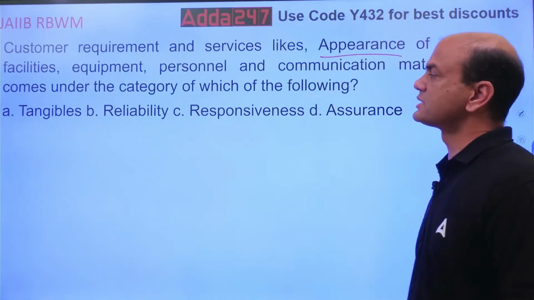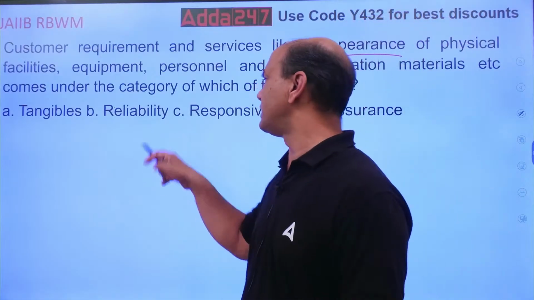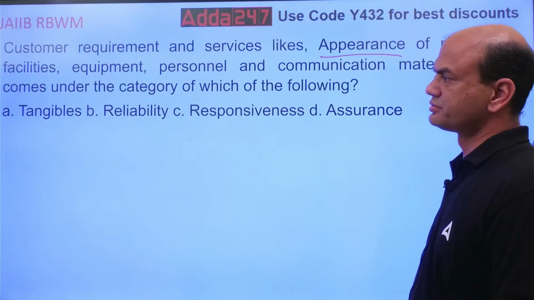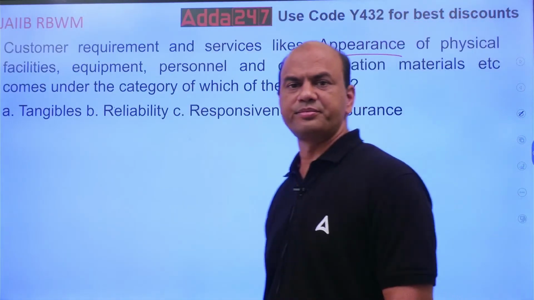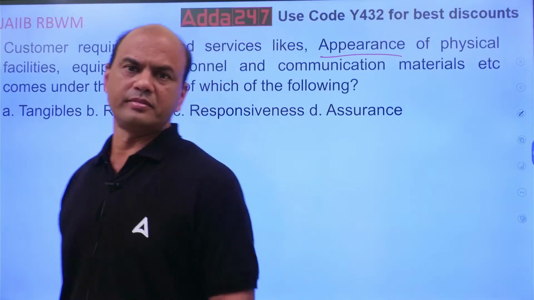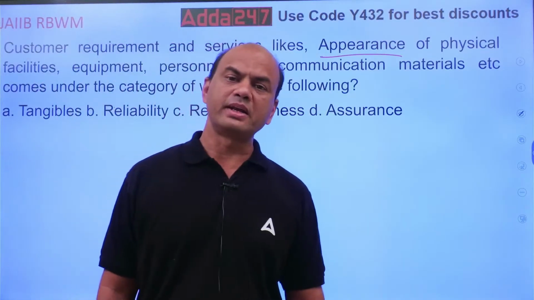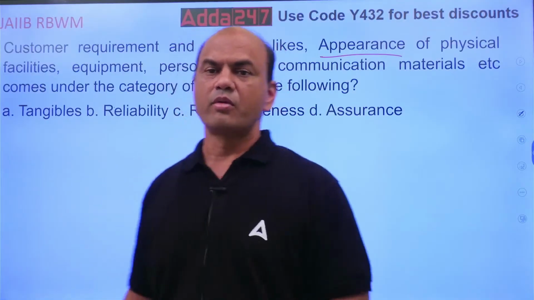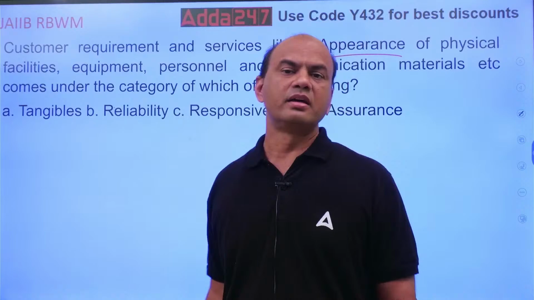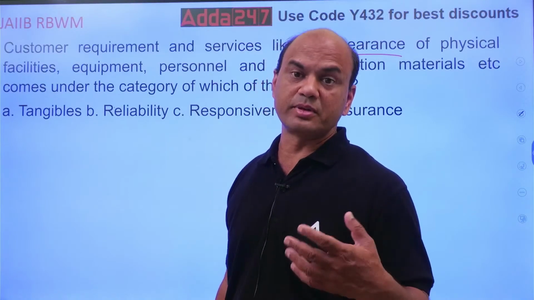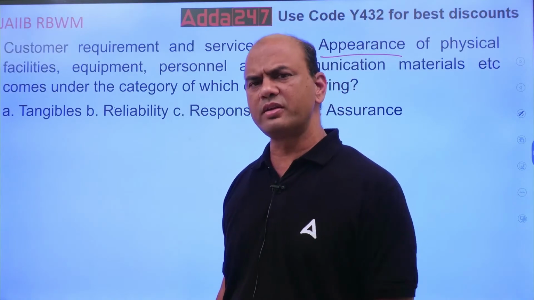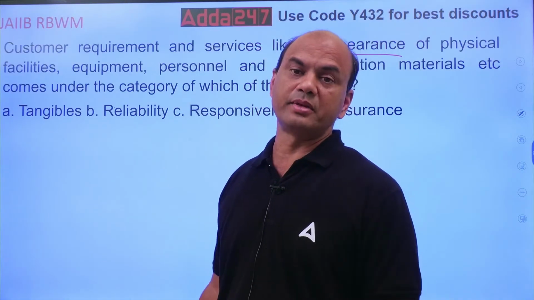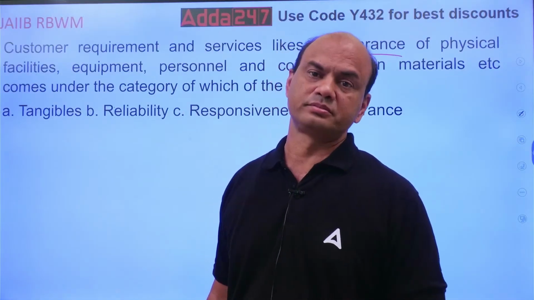All of these come under what? Tangible, reliability, responsiveness and assurance. What do you mean by tangible? Just now I told you, what you can see and feel. What is reliability? Reliability means the customer must feel reliable on you. How will he or she feel reliable? He or she will feel reliable if you have a good brand name.